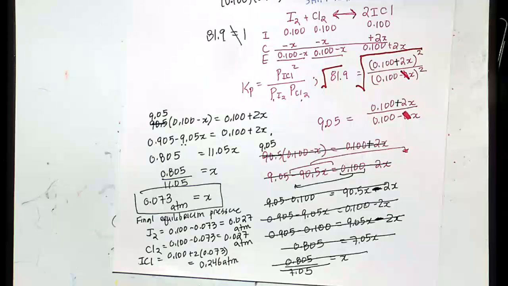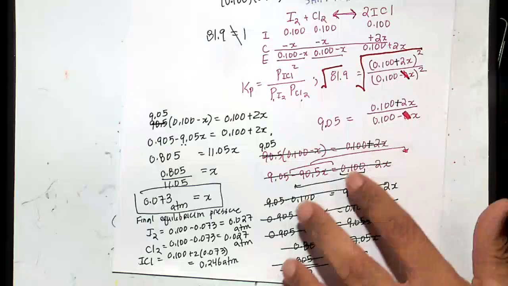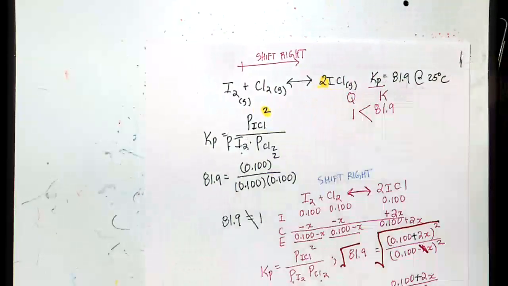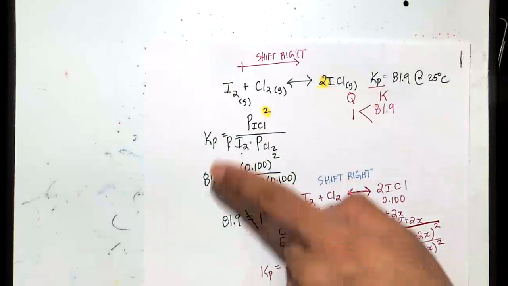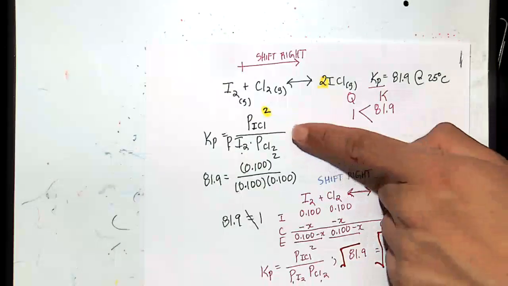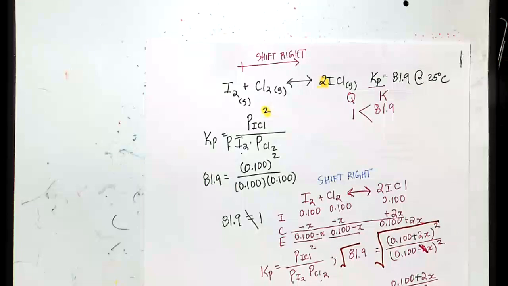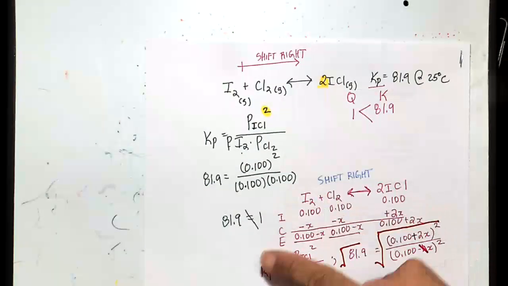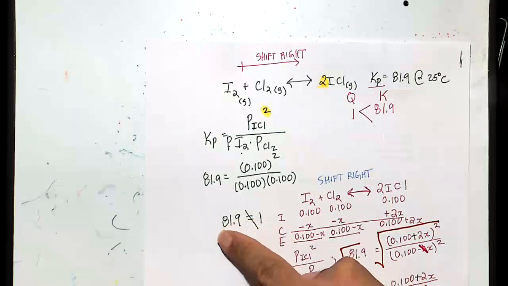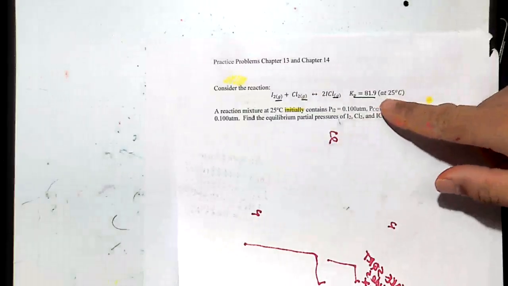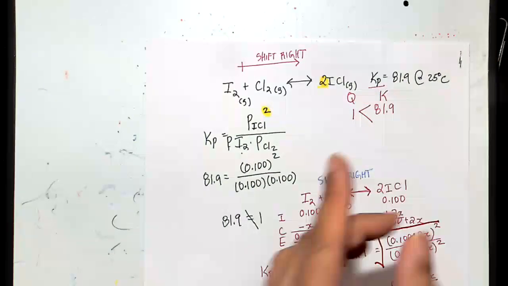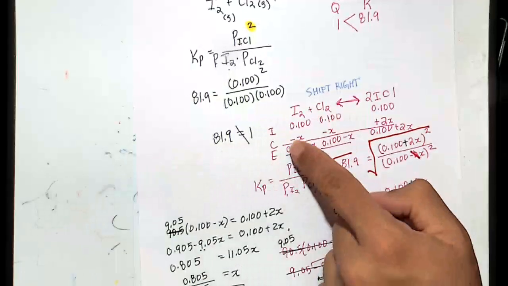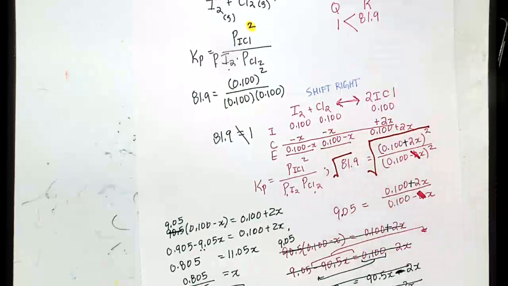In the table for I2 and Cl2, why is it minus x instead of plus x? That's because of the rule here. It shifts right. Correct. Yeah, the Gator rule tells us it shifts right because we plugged in the pressures that were given to us in the problem, Maria, which was 0.1. We plugged all those in here, and we got 1. 1 obviously does not equal 81.9. So doing the Gator rule, we found out it shifted to the right. And then doing the shift to the right, it's minus x, plus 2x.